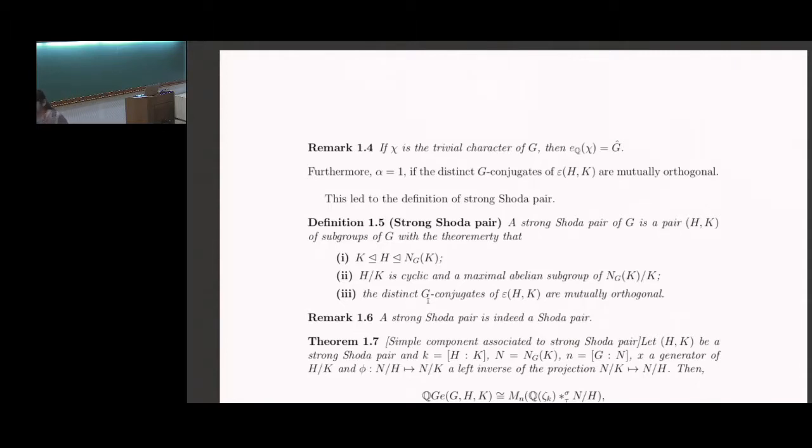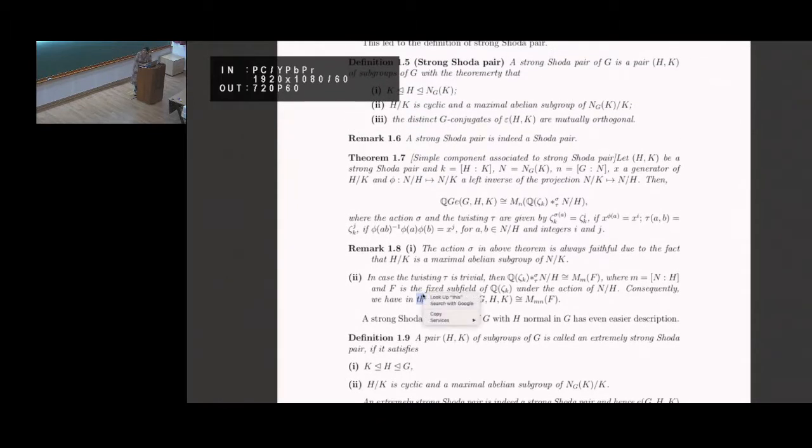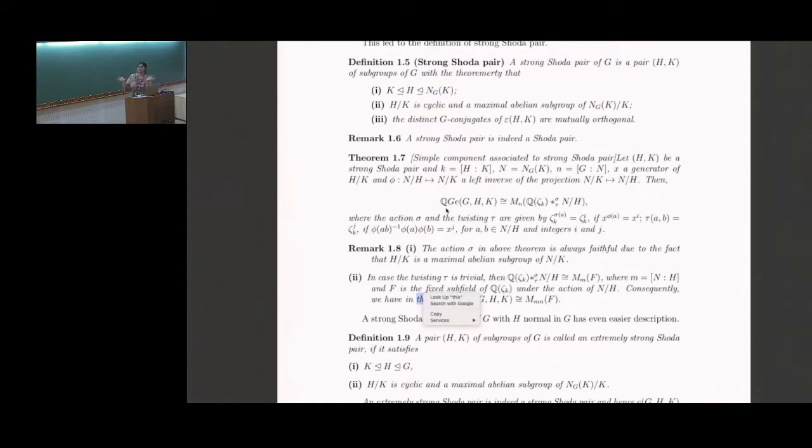All right, so the motivation behind strong Shoda pair was to see the simple component associated to it, and this is the simple component. This already we have. It has been pointed out earlier also that it does not really look like a very nice kind of structure, but then it is good. How it is good, or what the good things about it are, we will see through some exercises maybe. So it may not be good for all the groups, but at least for some good classes of groups, it gives us very nice answers.